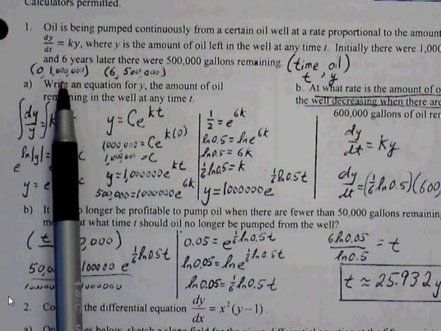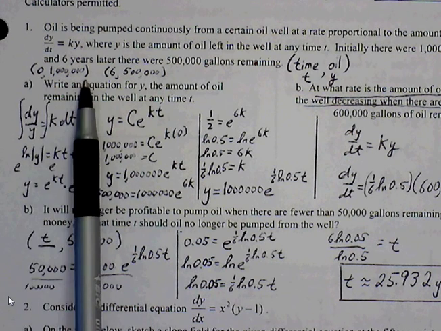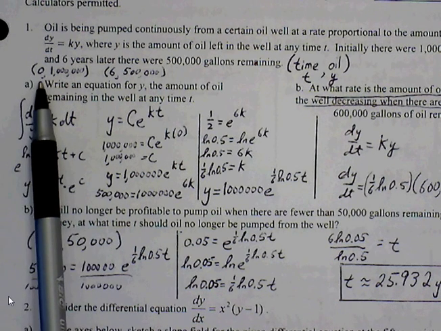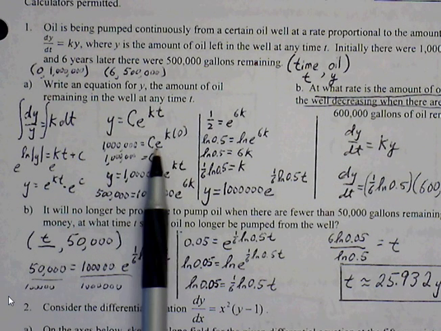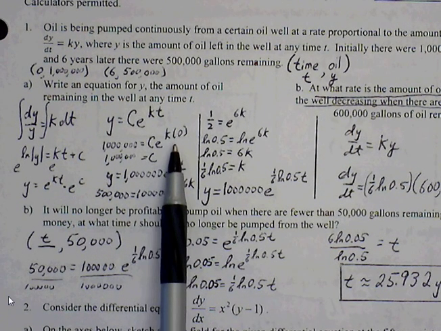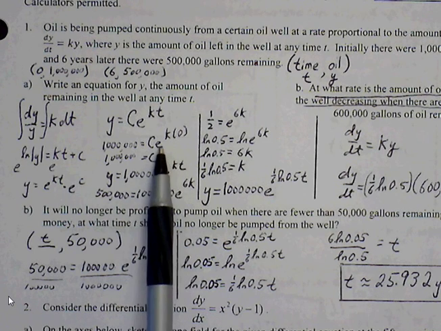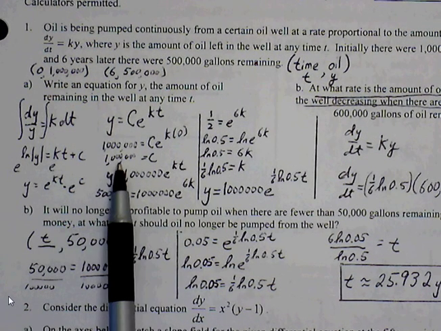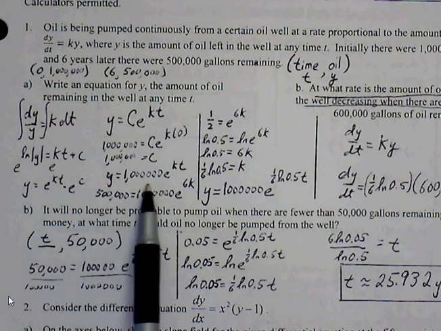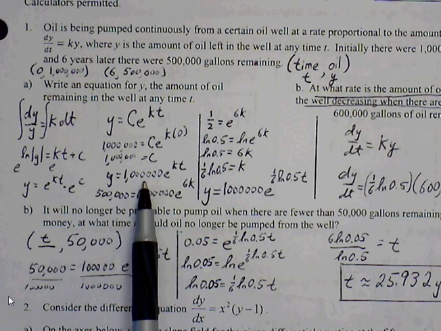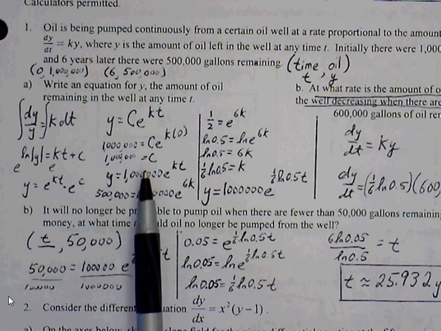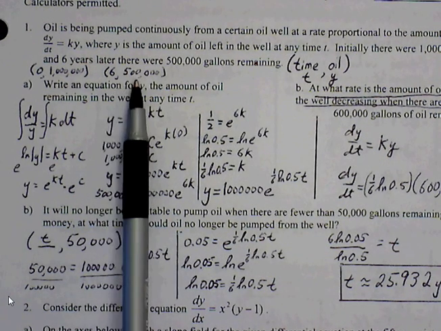To find the c value, I can simply plug in 1 million for y and 0 for t. Going through that step, e to the k times 0 is simply 1, so c is equal to 1 million. So y = 1,000,000 e^(kt). That gets us closer to the particular solution. Now we need to find the k value. So we look at the other ordered pair, (6, 500,000).